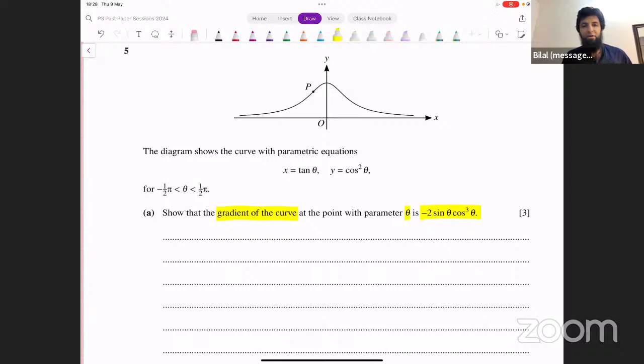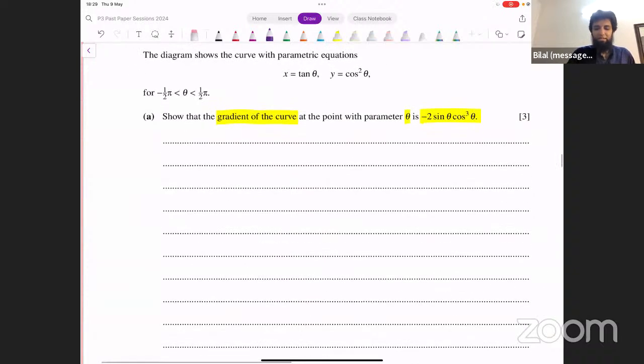You find gradient of a curve by differentiation. So what they're actually asking you for is the derivative of this curve. That's all that they're asking for. They just changed the wording of the question, but they're just asking for the derivative. They're asking you to find dy over dx in terms of theta, right? That's all that they want. So let's find dy over dx, because that is what represents the gradient of the curve.